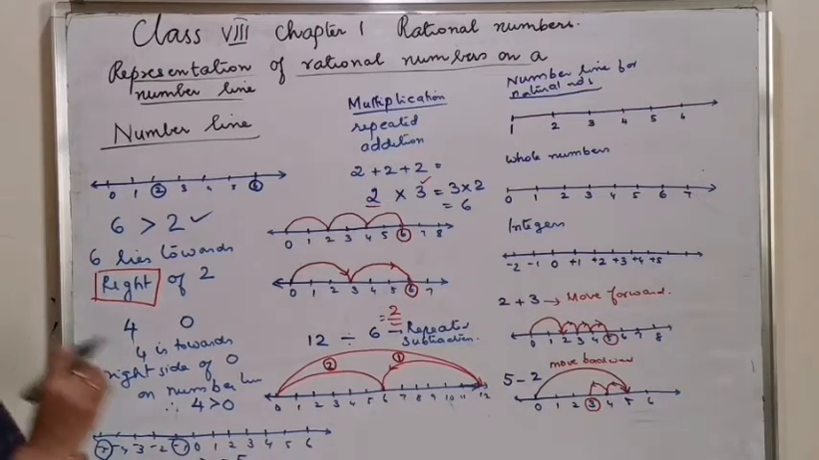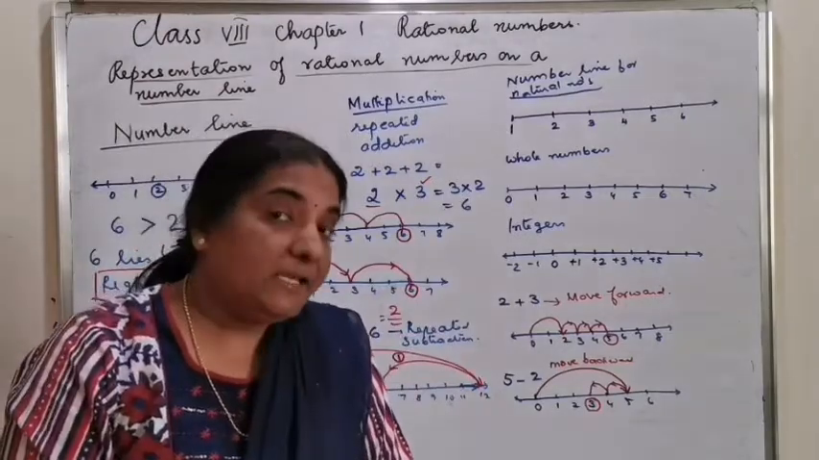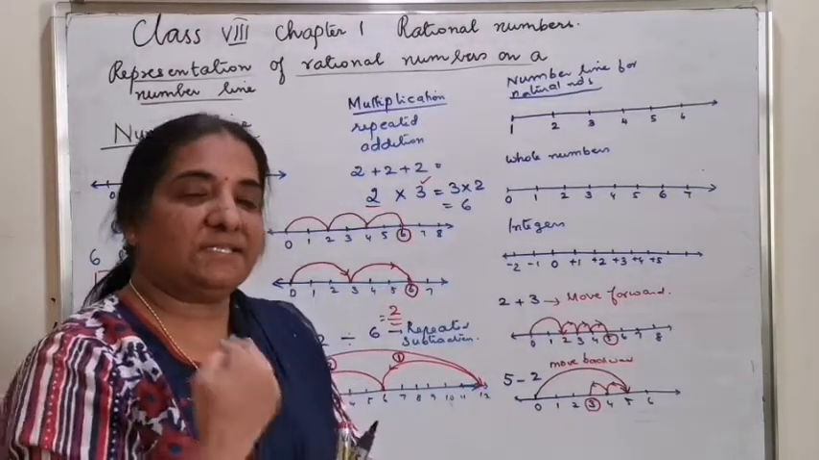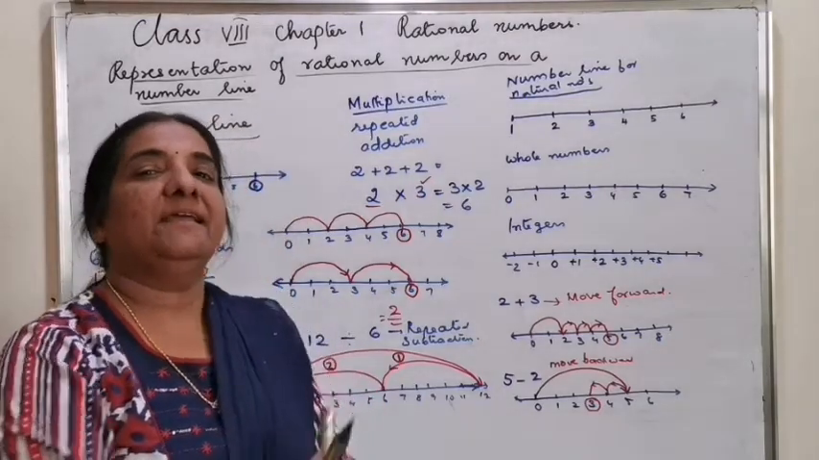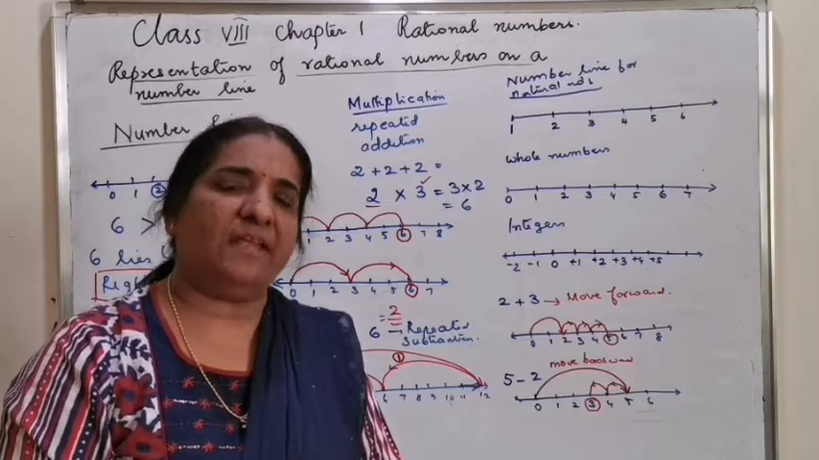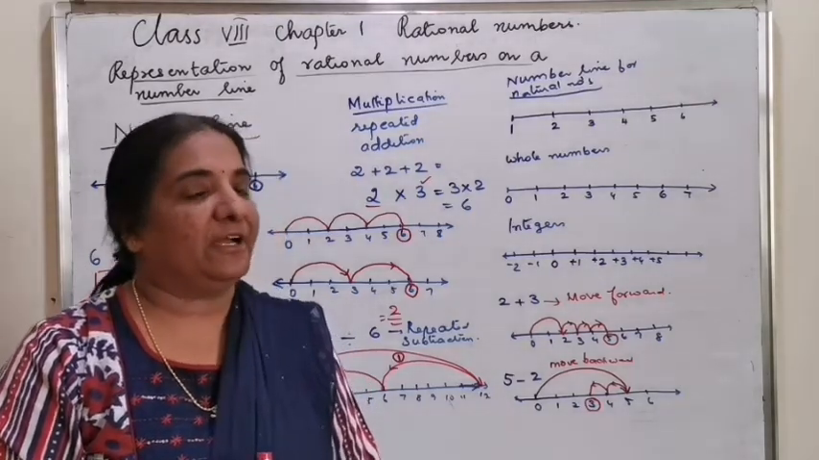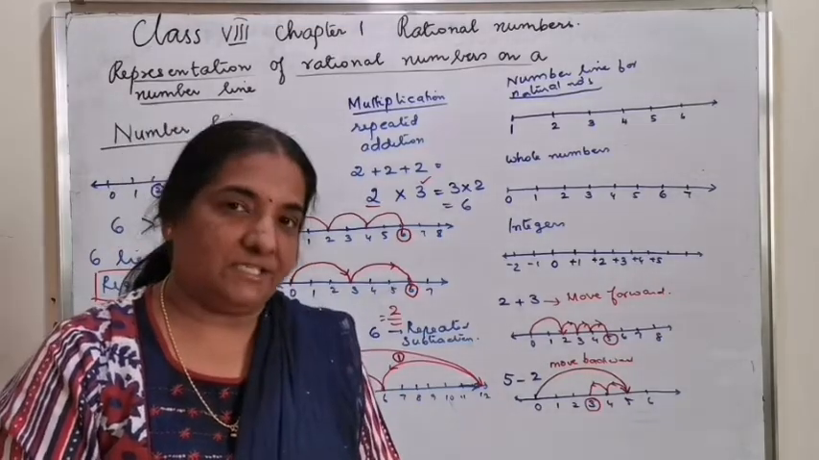So the general concept on a number line is any number towards the right position will be greater than the number in the left position. So for integers, it will be very helpful to you to identify which integer is greater than the other integer.